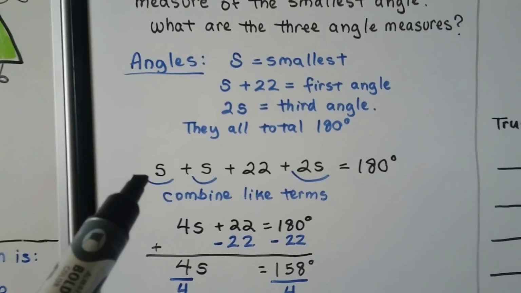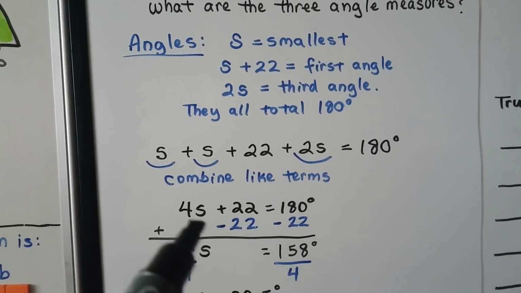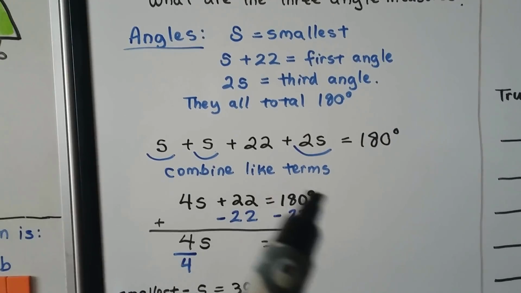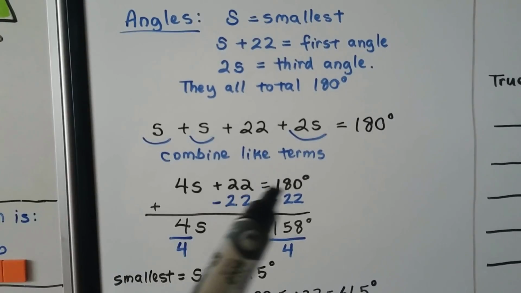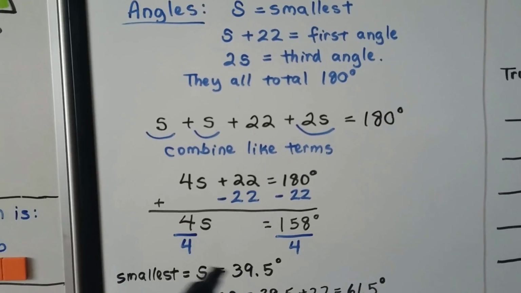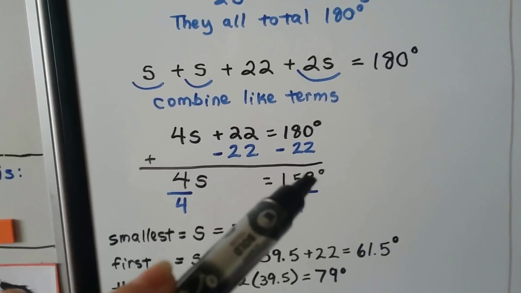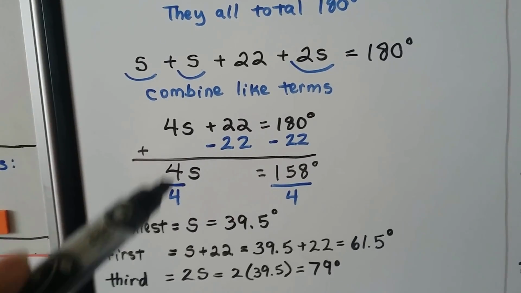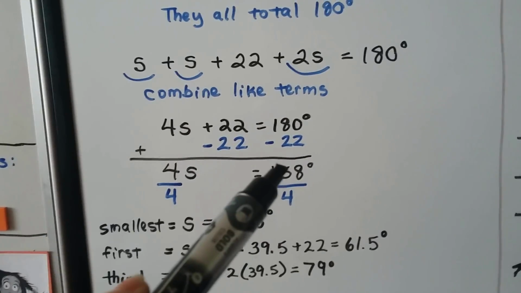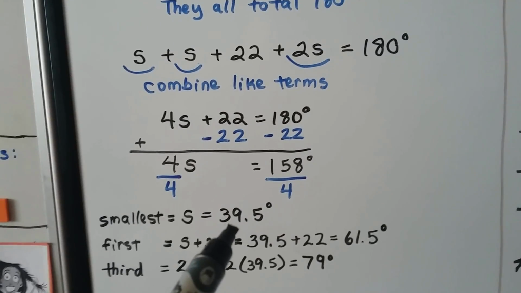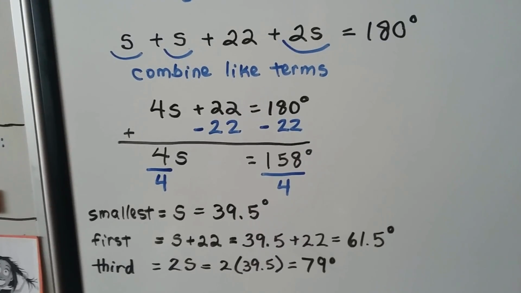We combine the like terms. The S and the 2S, that's 1, 2, 3, 4 S's. So we have 4S plus the 22 equals 180. Now we can get rid of this 22 by adding a negative 22 to both sides of the equation, create a zero pair here. We get 4S equals 158. Now all we have to do is divide both sides of the equation by that 4 coefficient, don't we? That makes a giant 1. Same numerator and denominator makes a 1S. 158 divided by 4 gives us 39.5. So we know that S equals 39.5.